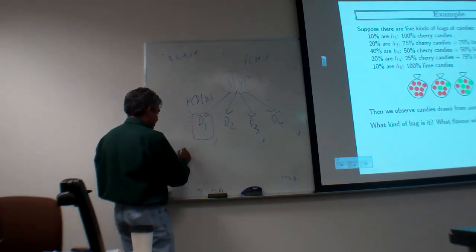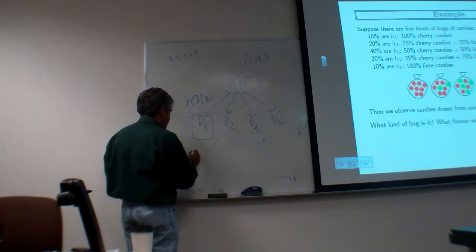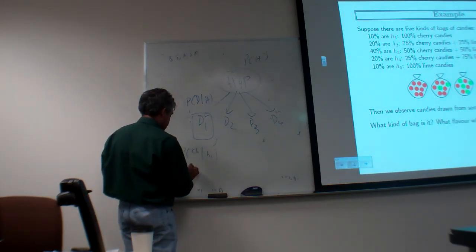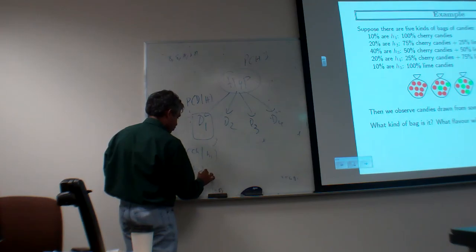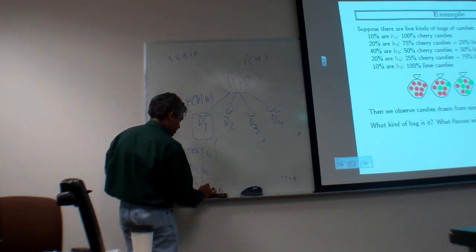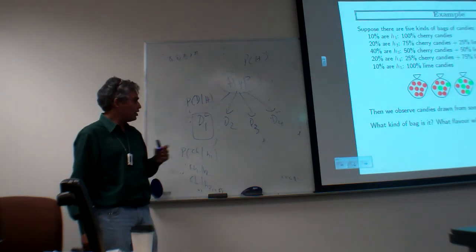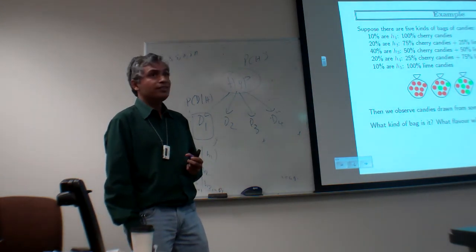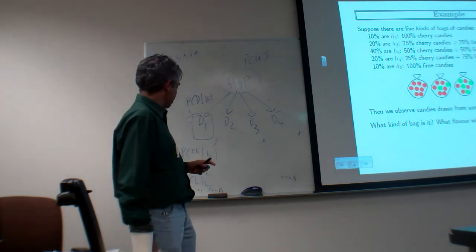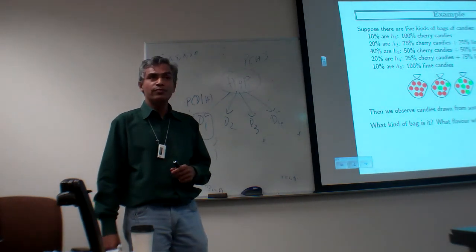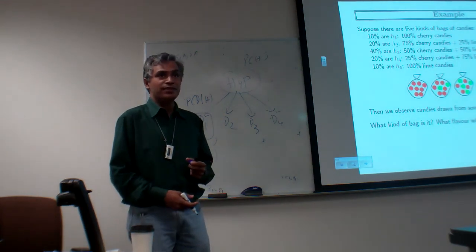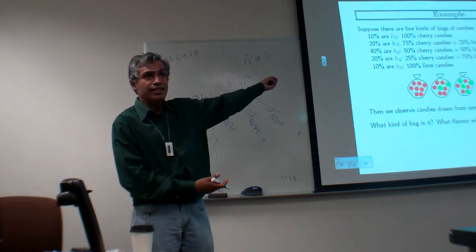Okay, so essentially I need the probability that it is cherry given H1, cherry given H2, cherry given H3, and so on. What's the probability that it's cherry given H1? One. What's the probability that it's cherry given H2? 0.75. Where are you making up these numbers? It's right there.